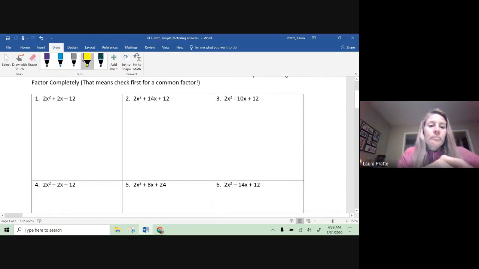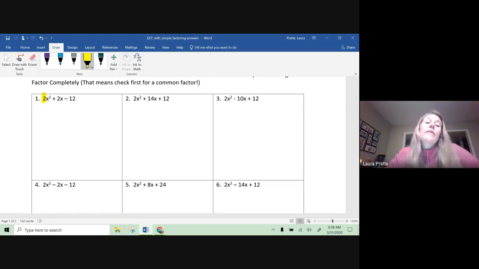So if you take a look at the first problem, you might notice that in the beginning of the problem, we have a number other than 1 in front of that x squared. So if I have a problem like this, I can't factor and write in my parentheses x and x like we had done yesterday because there's a 2 there. And to get 2x squared, I would need 2x times x. And those are two different terms, so it just complicates things a little bit.